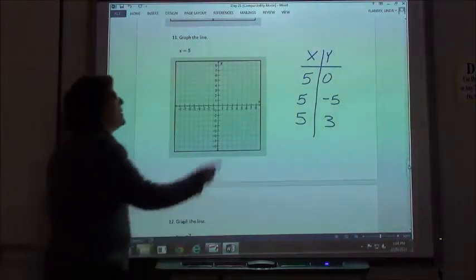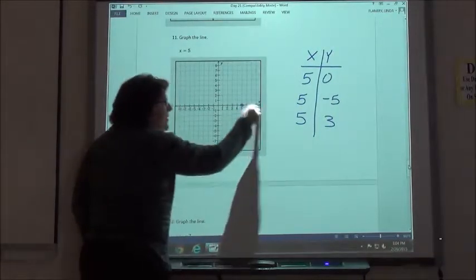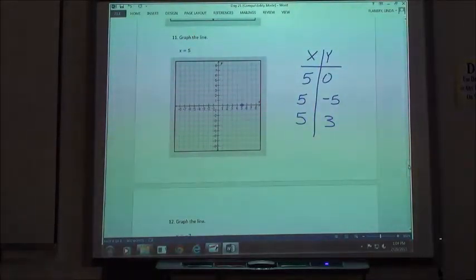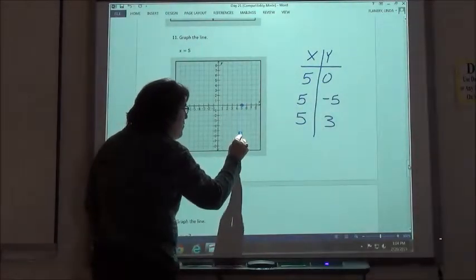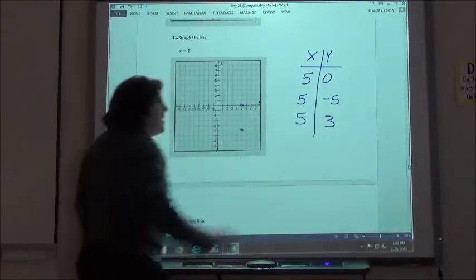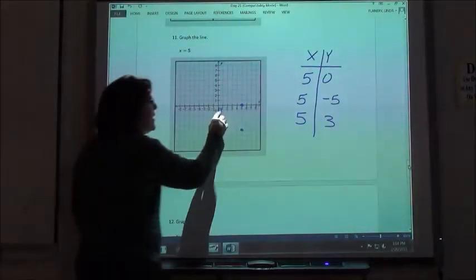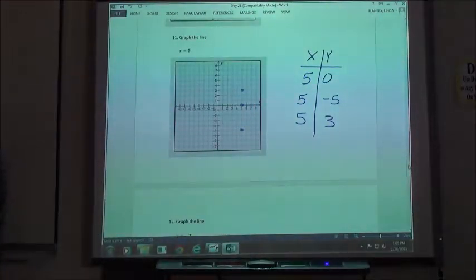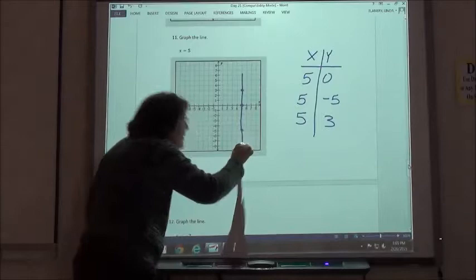So 5, 0 means I'm going to go over 5, up 0. I'm going to touch the x-axis right at 5. 5, negative 5 means I go over 5 and down 5. Be right down there straight underneath that other one. 5, 3 means I go over 5 and up 3. So notice all my dots line up in a vertical line straight above each other. So when I connect my dots, there's my line.